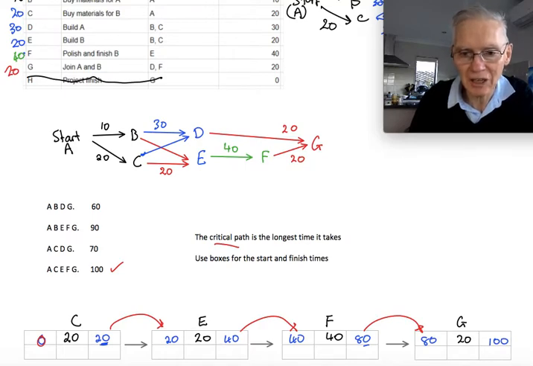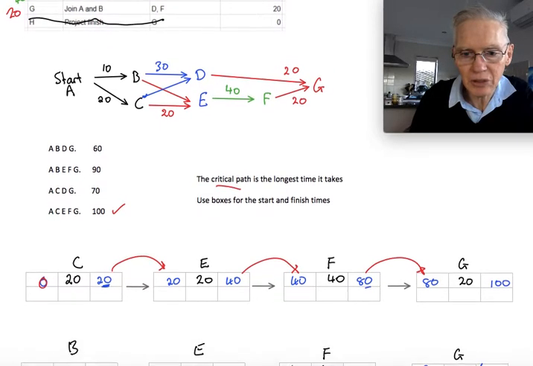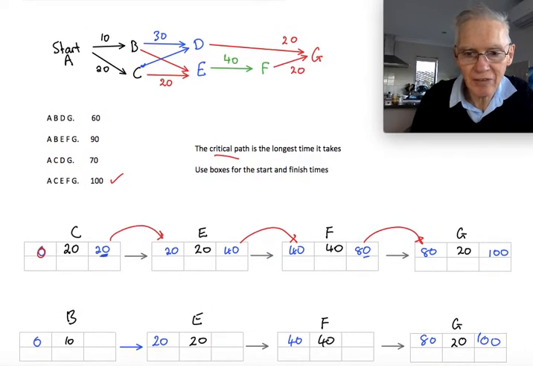That's the longest path. We're going to use these boxes at the bottom to determine the float times, and we'll be working backwards. So we do the same for B, E, F. Now when you do B, E, F, notice you have to go backwards here.